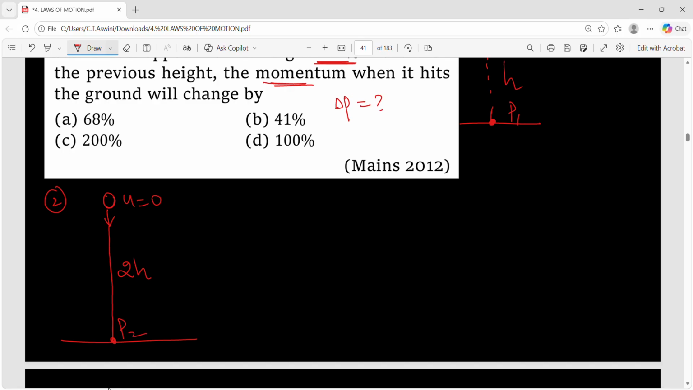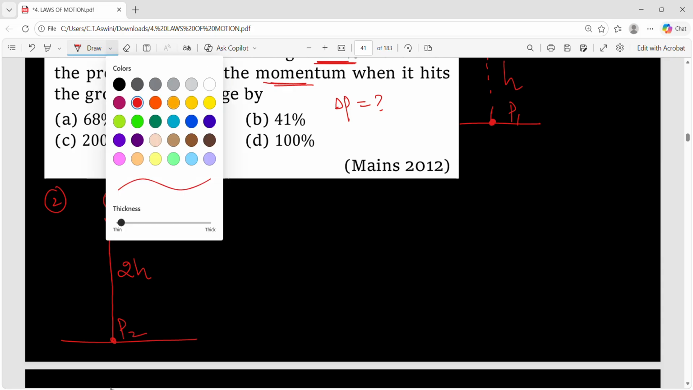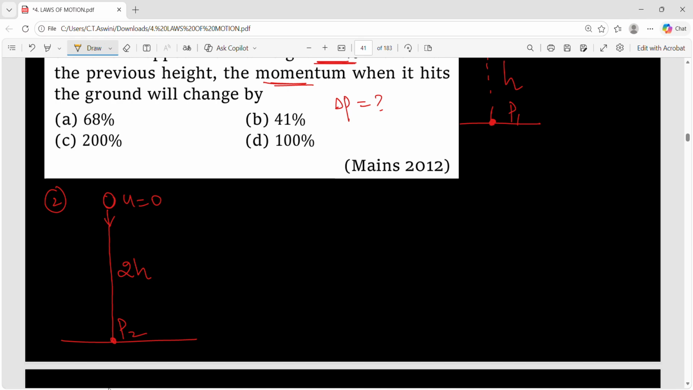So let it be P1 here, let it be P2 here. They are asking change in momentum. Understand the question? Dropping case in both the cases. Initial velocity is 0. When it hits the ground, momentums are respectively P1, P2. Heights are different here. First case it was H1, I mean H1 is H. Second time it was 100% more. That means it is double.